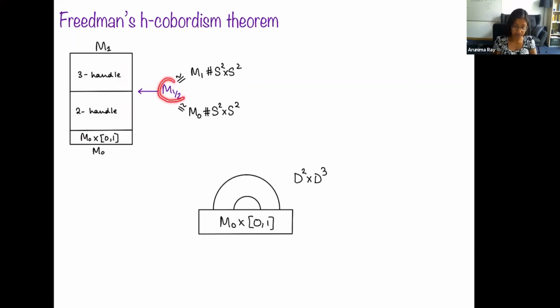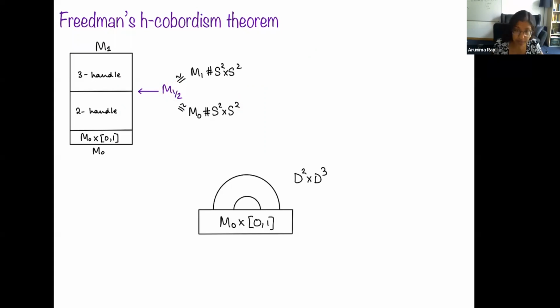This middle-dimensional four-manifold, I'm going to call it M_{1/2}, like last time. And we also saw that this middle level can be identified with both the connected sum of M0 with S^2 cross S^2 and the connected sum of M1 with S^2 cross S^2. There's a duality here that comes from turning that 3-handle upside down. It will be a recurring theme.